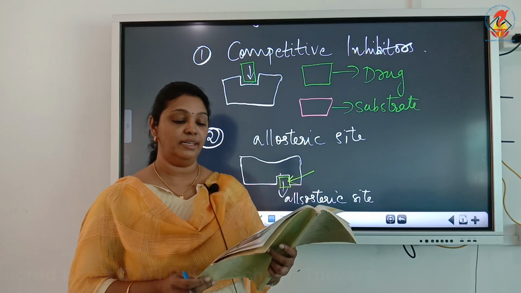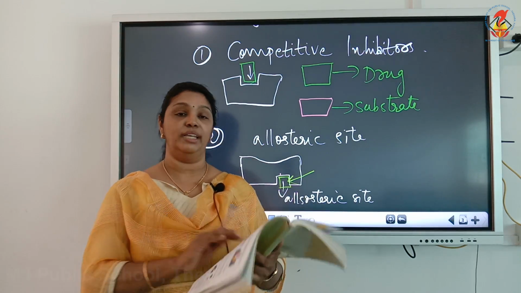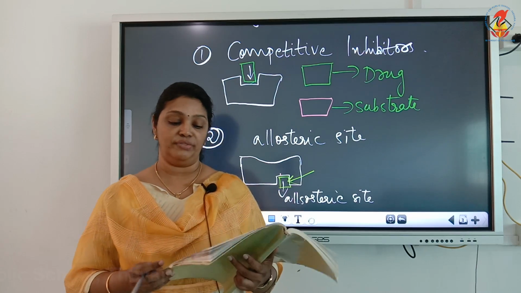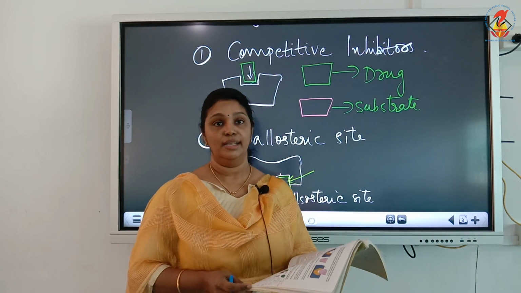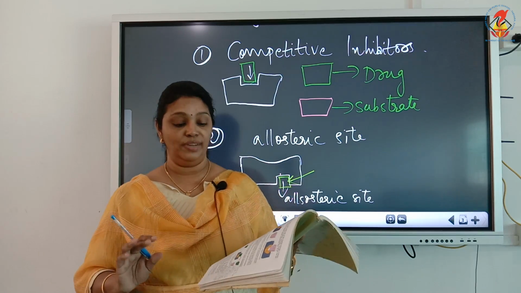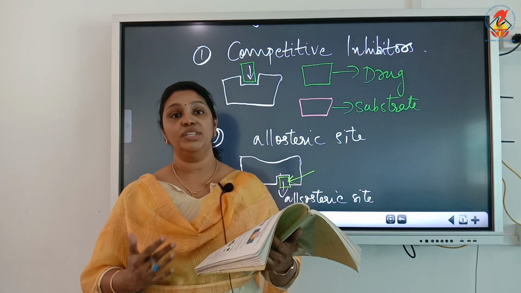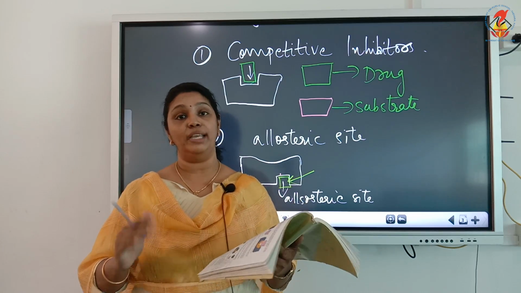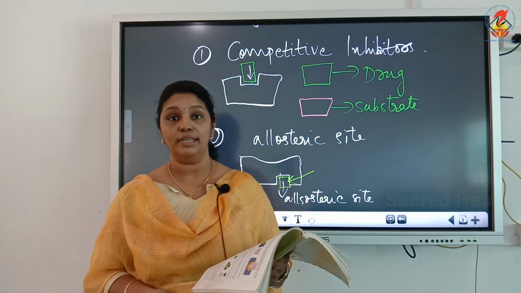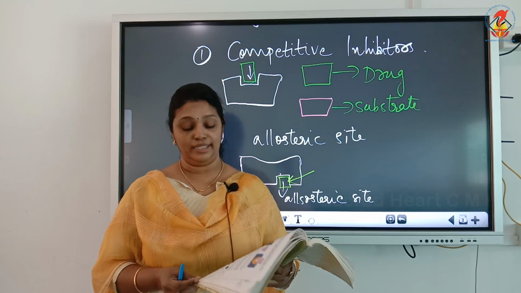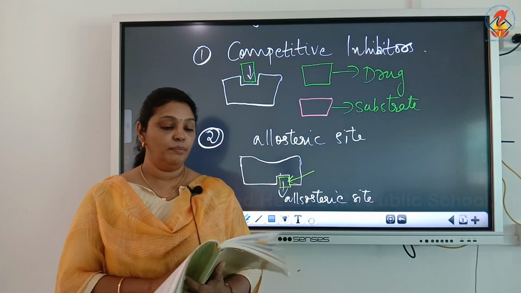The first method is that the drugs will compete with the natural substrate for their attack on the active site of the enzyme, and such drugs are called competitive inhibitors. The second method is that the drugs will go and bind to the allosteric site, which in turn changes the shape of the active site of the enzyme so that the substrate cannot identify the active site.